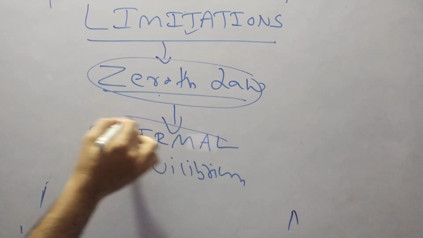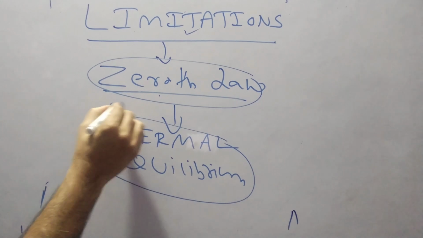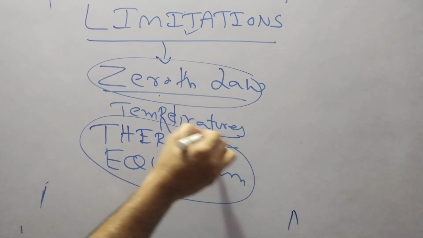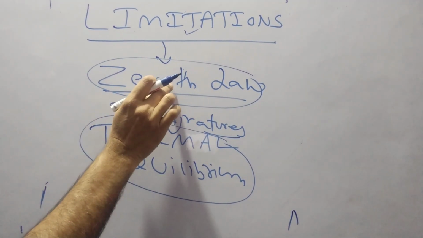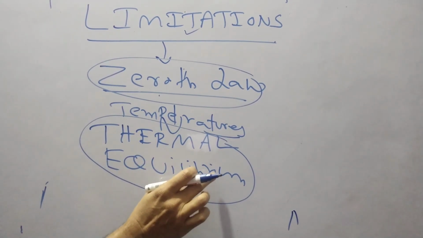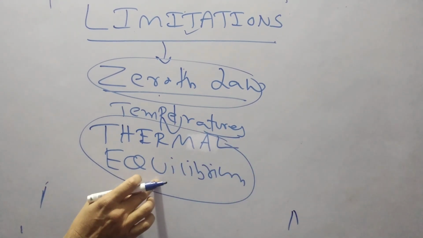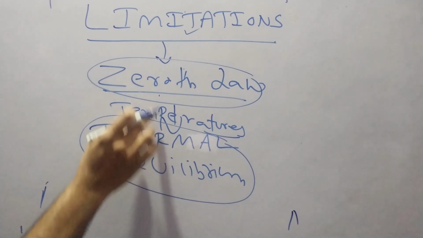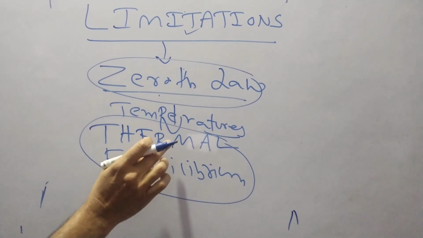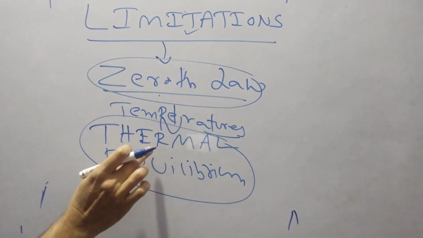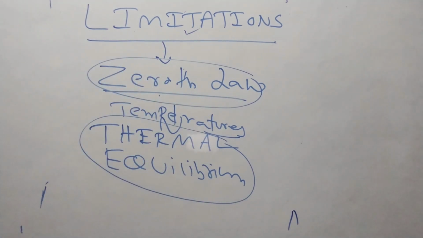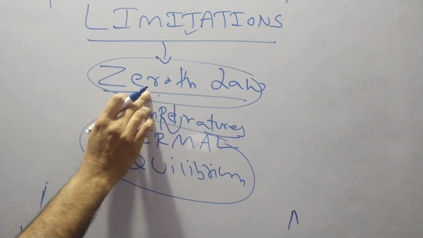In that statement, this word is there: thermal equilibrium. Thermal means temperature. Temperatures are equal. When temperatures are equal, then the law is defined. So here the zeroth law is only for thermal equilibrium. Other equilibriums are there, such as mechanical equilibrium when forces are equal, and chemical equilibrium when chemical reactions are equal. The zeroth law is not concerned with other equilibrium. It is concerned only with thermal equilibrium. That is the limitation here. For other equilibrium, this law is not defined. So that is the limitation of the zeroth law of thermodynamics.